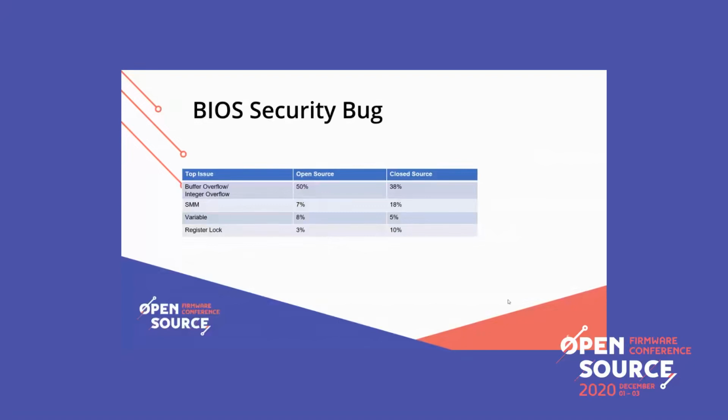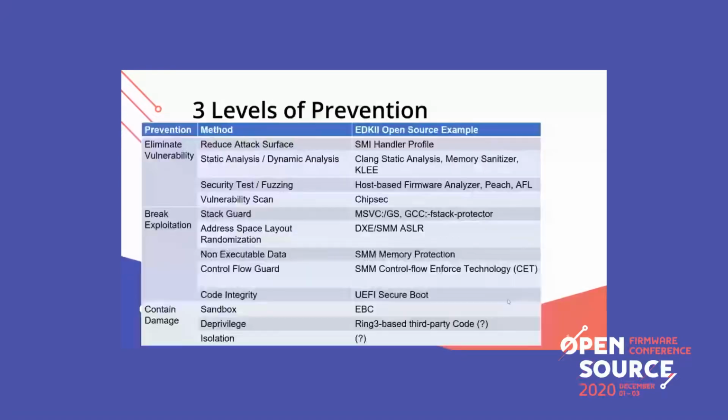With respect to eliminating vulnerabilities, one of the best ways is reducing the attack surface, having fewer code objects that are exposed to the potential attack. The SMI handler profile feature is one way to remove SMM drivers, for example. As Window Snyder said, the best defense for a software engineer is the delete key: removing code, removing features. But a lot of features need to be there, and so the next way to eliminate vulnerabilities is analyzing the code you have to deploy.